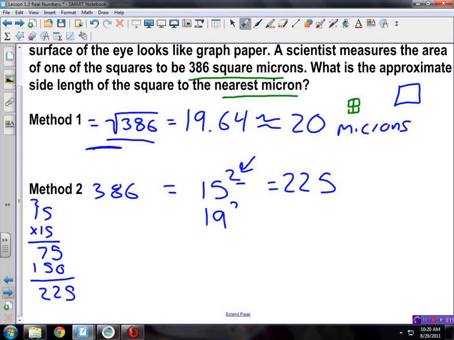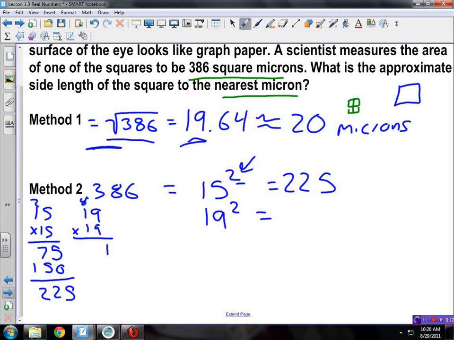I heard somebody say 19 squared, which is nice because we already solved it once so we could guess again, but you could choose any number. If you wanted to go to 17, you could try it that way. It's just guess and check, so sometimes it's going to take a little bit. So 19 squared, that's 19 times 19.